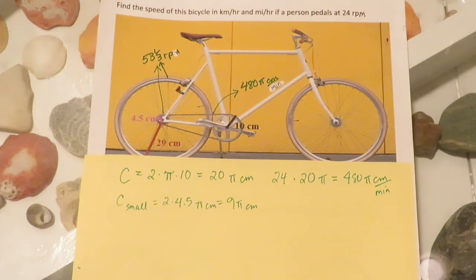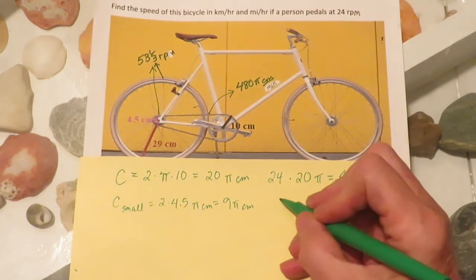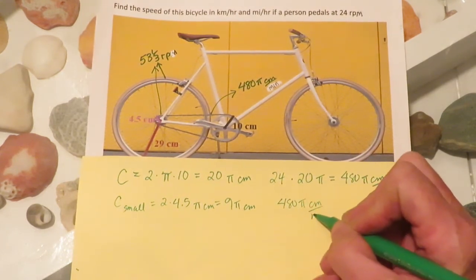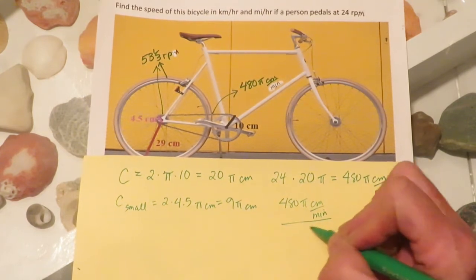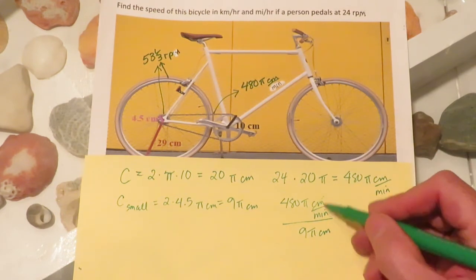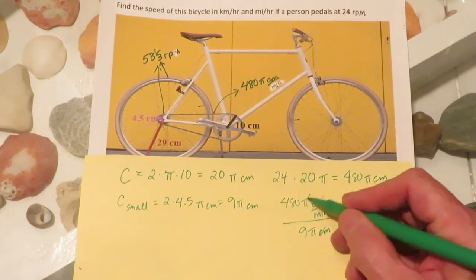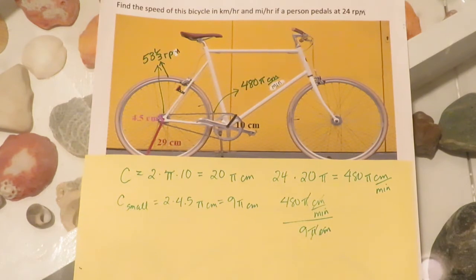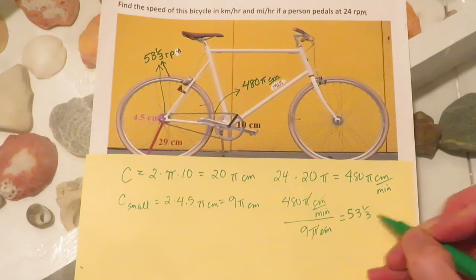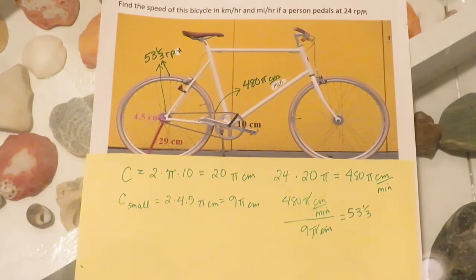Don't try to really memorize that. Instead, look at what the units tell you. If I take 480 pi centimeters per minute and I divide by 9 pi centimeters, notice the centimeters cancel out. In this case, the pi's also cancel out. And I get 53 1/3, and it's revolutions per minute.